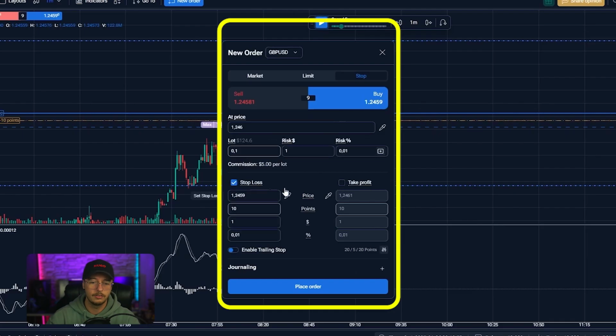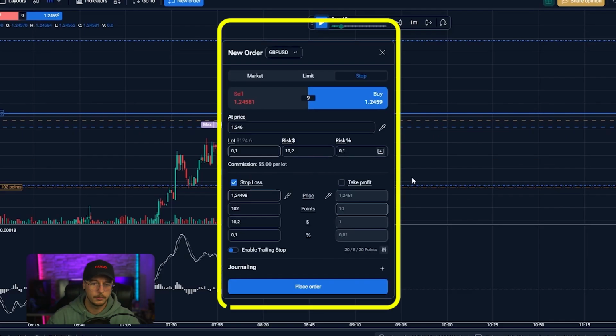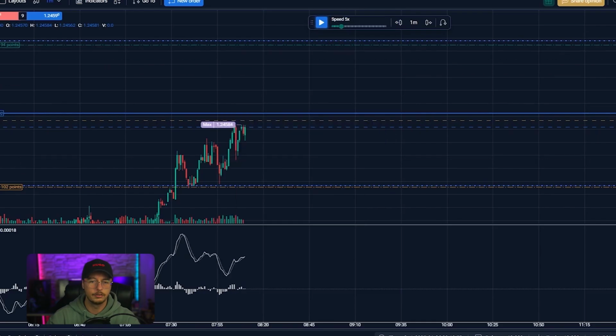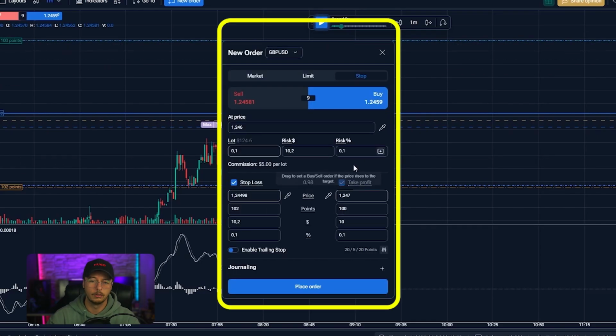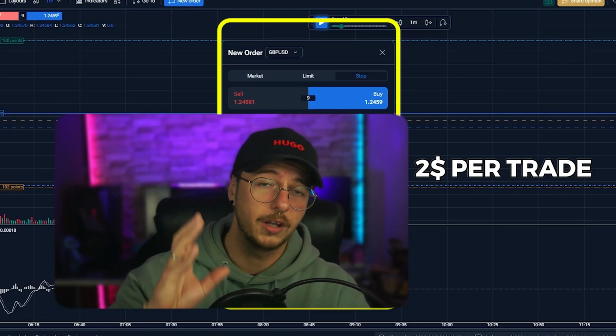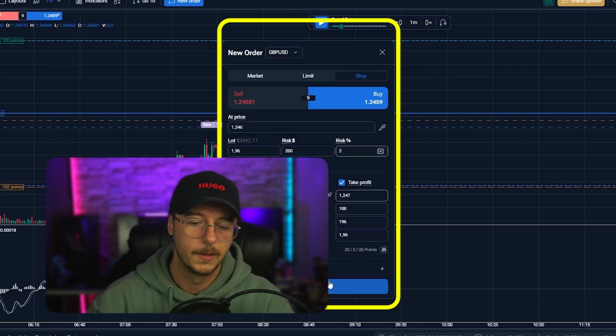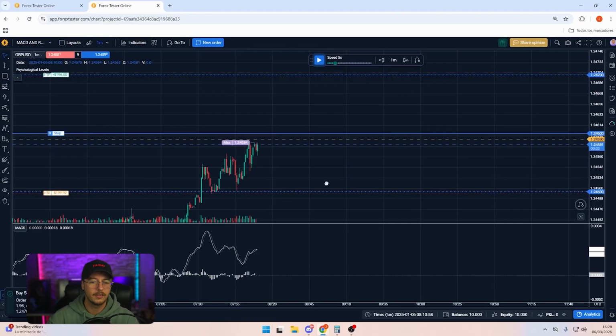Our stop loss is going to go just below the other round number, so it'll be just down here, and our take profit is just going to go on the next round number, and here I am going to risk 2% per trade. This is a scalping strategy and we can use it several times during the day. We don't only need to get one trade. So now we've got this ready, we're going to place our order.